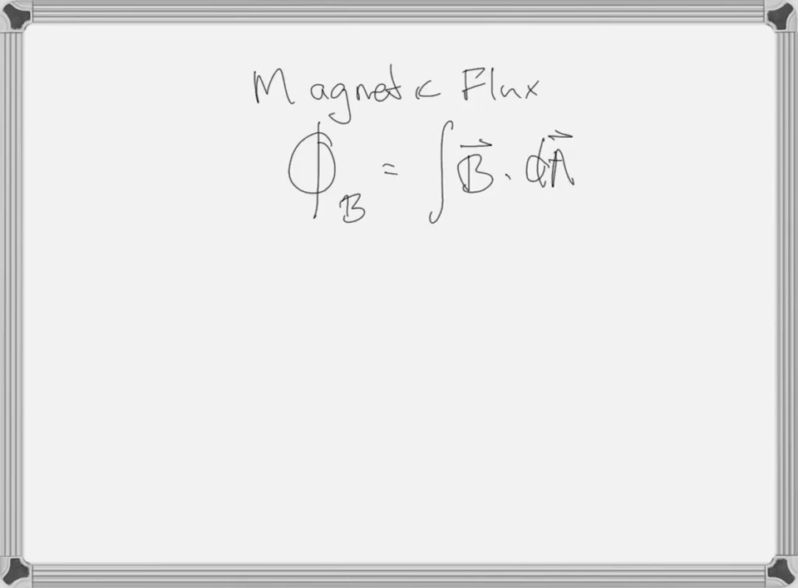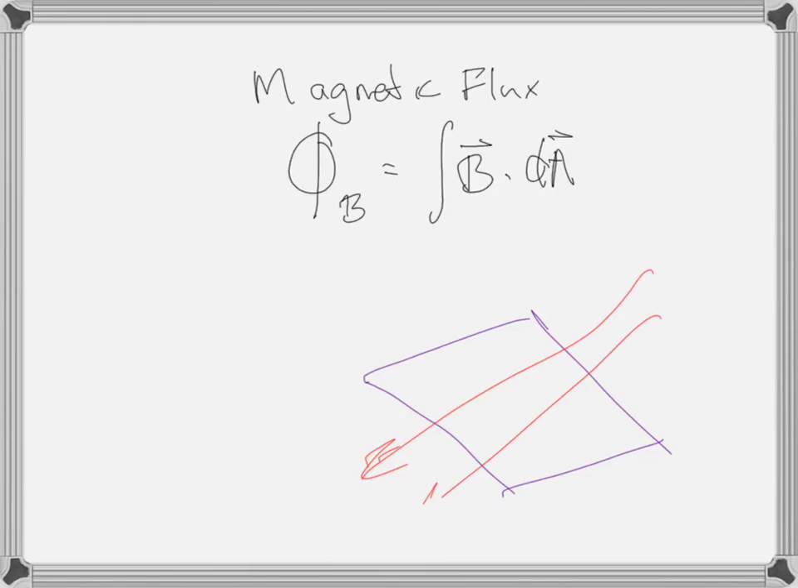So the magnetic flux through any surface, if you've got some arbitrary area, and we've got some arbitrary magnetic field, B, and that's A, then the flux through that surface is going to be B dot dA. But let's see what Gauss's law says for a closed surface.